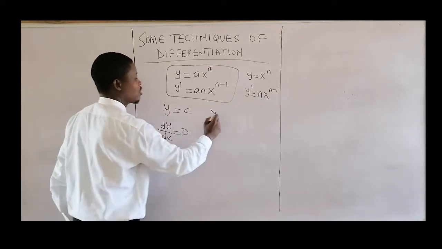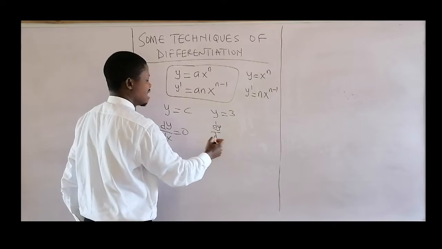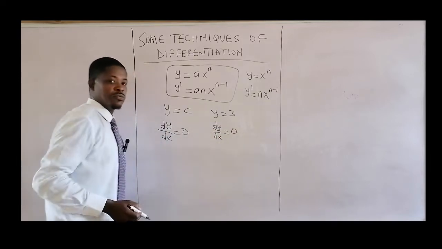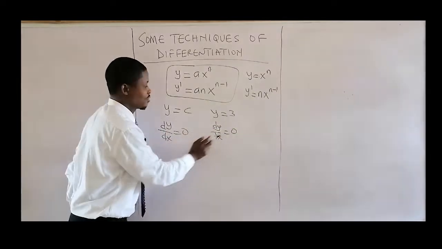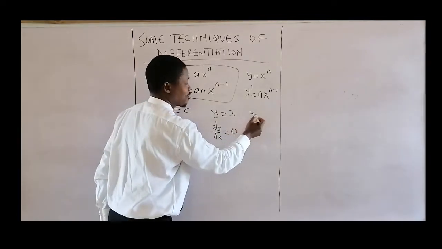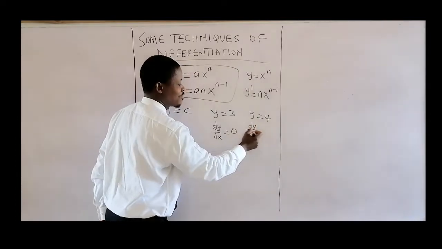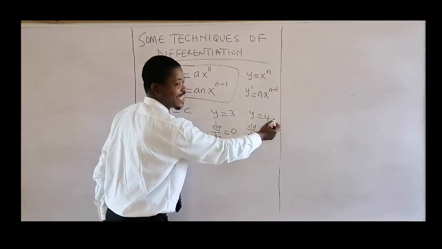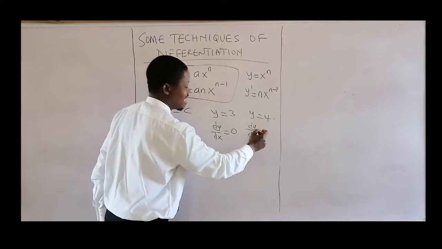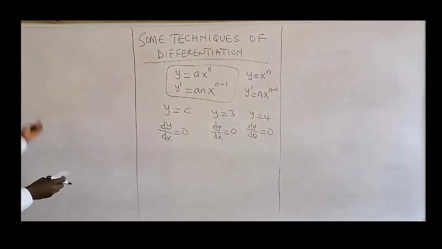For example, if you have y equal to 3, the differential coefficient is 0, because we are differentiating with respect to x, and there is no x here. If you have y equal to 4 and you are differentiating with respect to theta, there is no theta here, so it is a constant, and that will equal 0.